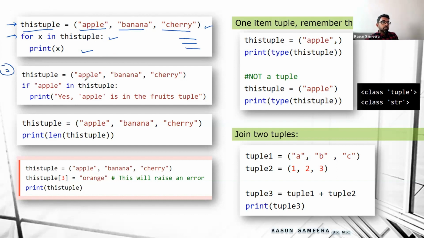Right. Go to the next one. Again same tuple. Now we got an if condition. If apple in this tuple, if it is yes, print the message yes, apple in the fruit tuple.